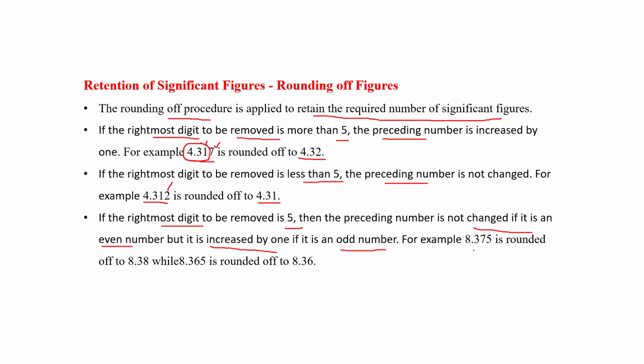For example, 8.375 is rounded off to 8.38. You can say this last digit is 5 and before it 7 is an odd number. That's why this is increased by 1, 8.38. And this is 8.365. We have to remove this 5. And before this, this is an even digit. That's why there is no change.